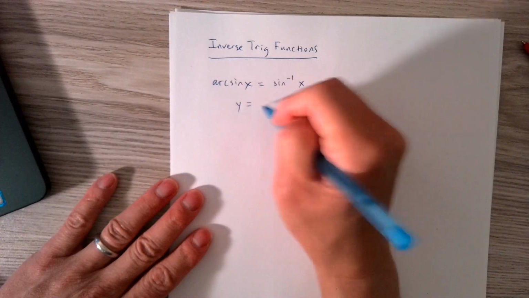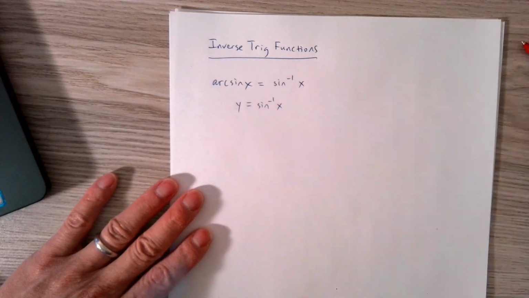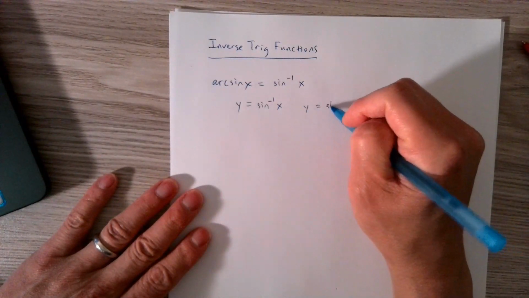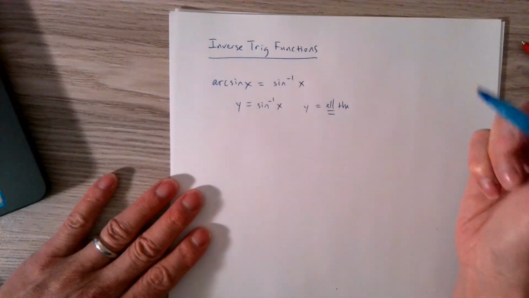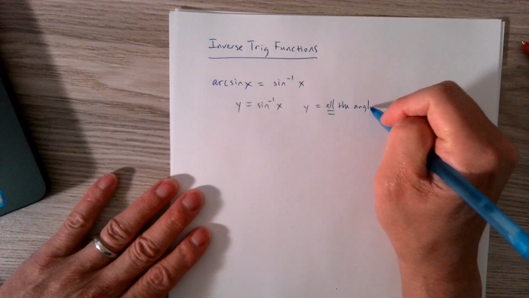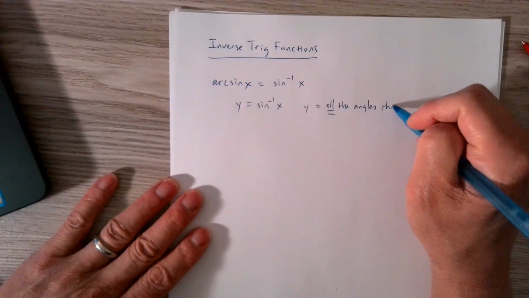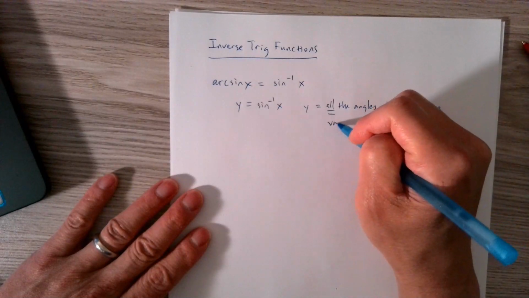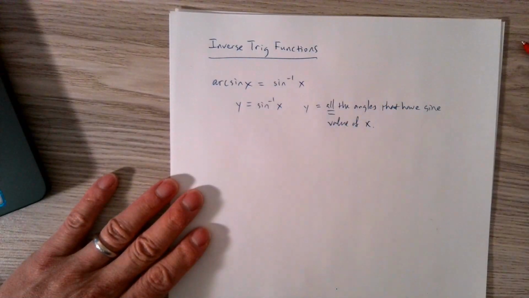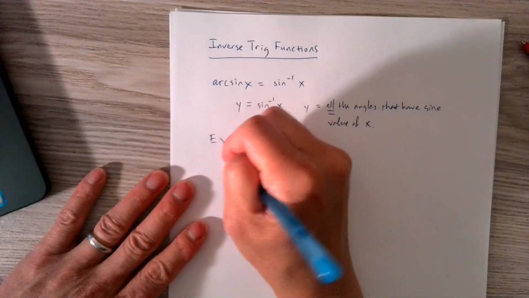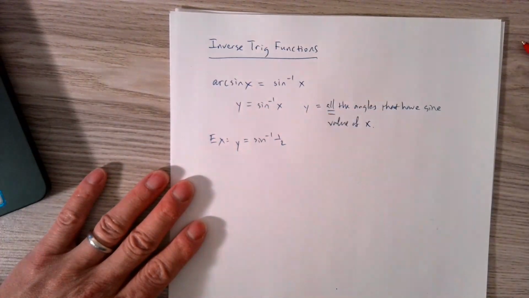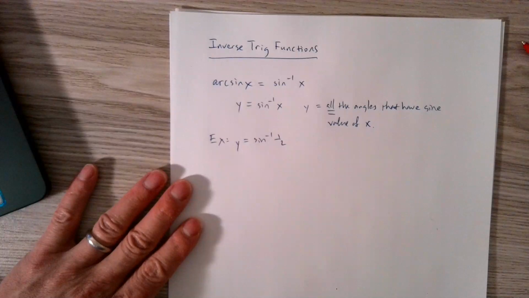So if I make this the function, then this means that y equals all, and I'll underline all, the angles that have a sine value of x, all of them. So for example, in this case, y is the set of all the angles that have a sine value of 1/2.